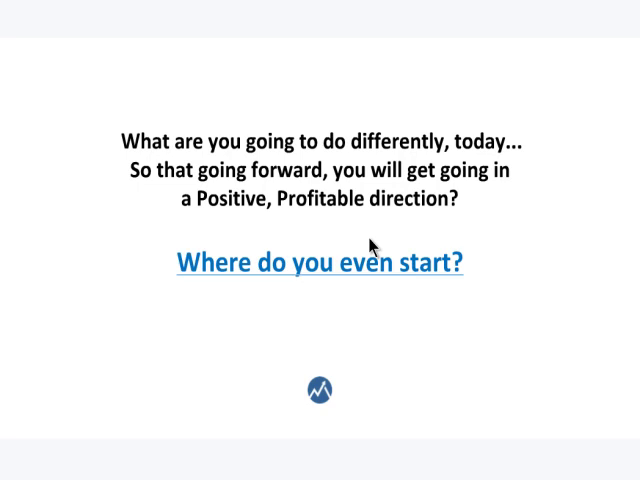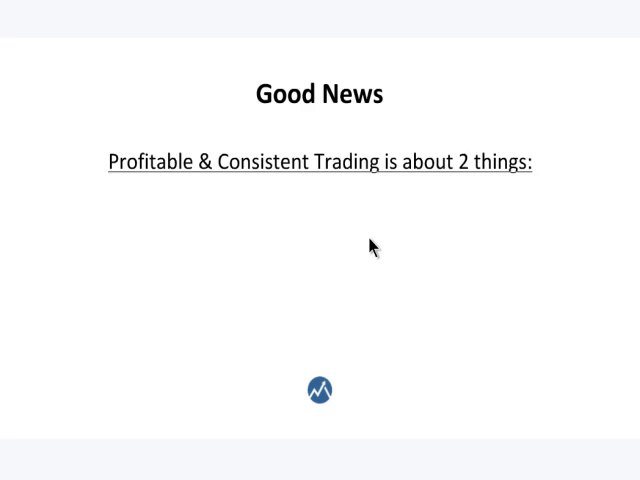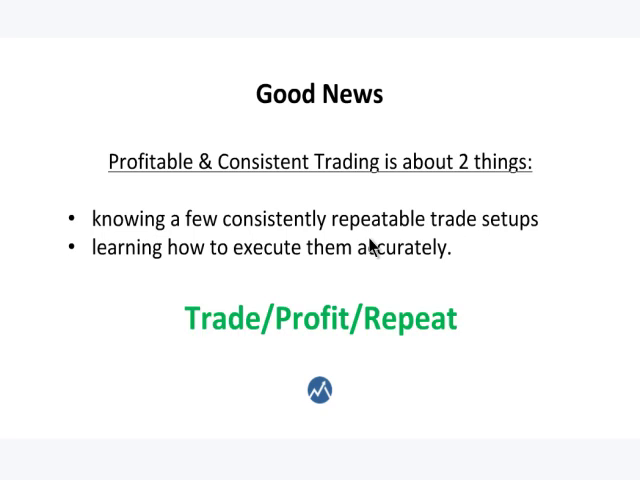Okay? And a lot of you say, well, I'm going to try really hard, but honestly, I don't even know where to start. Okay? So how about this? Some good news. Profitable and consistent trading is about 2 things. Knowing a few consistently repeatable trade setups and learning how to execute them accurately. And then you continue to trade that setup. You seek to continuously profit from those trades on a regular basis, and then you repeat that.